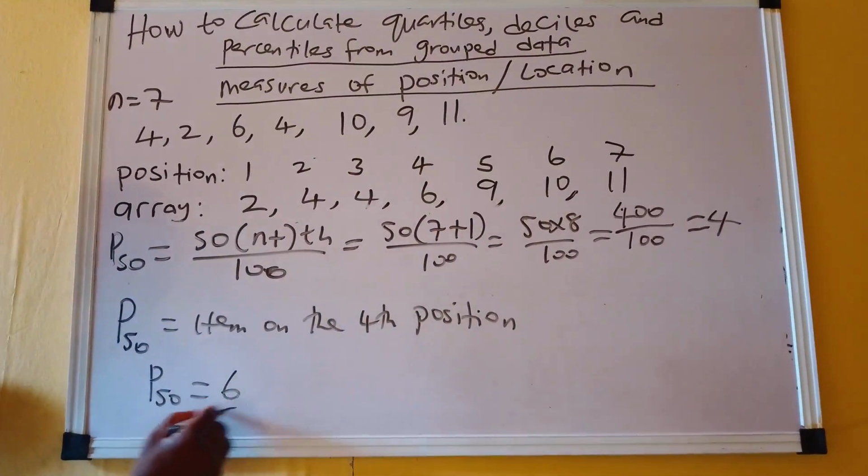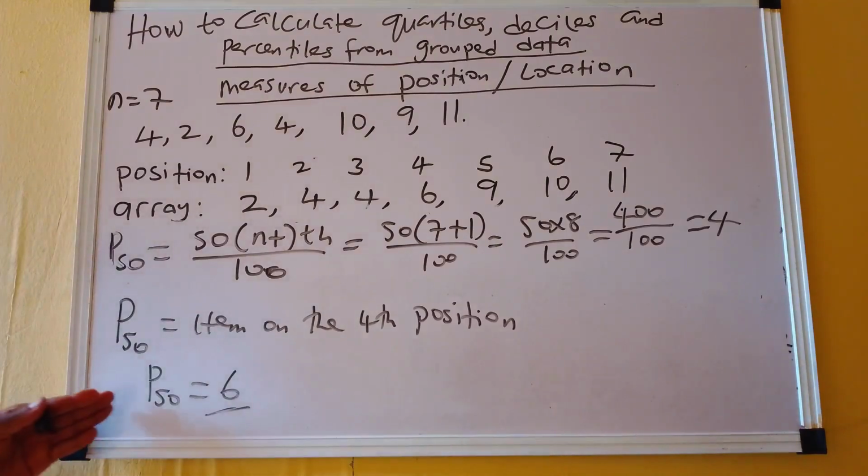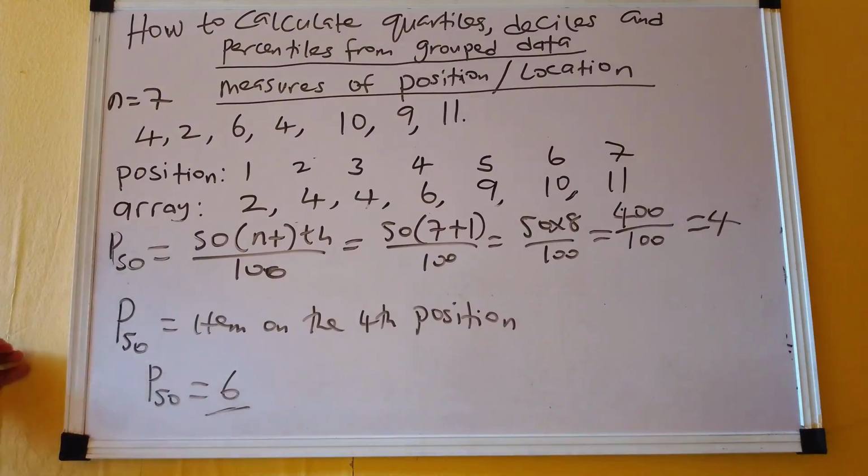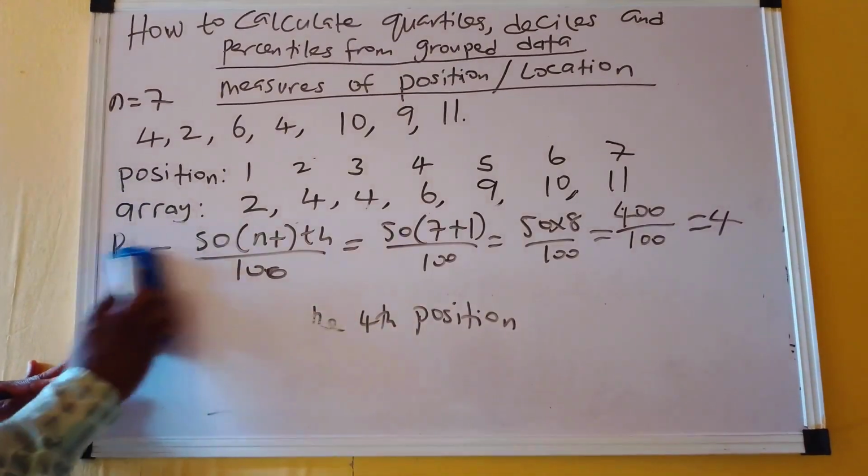You can see it is 6, and that is the median. 50 is the middle of 100, so you can see that our median is 6, our P50 is 6, our D5 is 6, and our Q2 is 6. These are all middle values. Then lastly, let's calculate the 75th percentile.